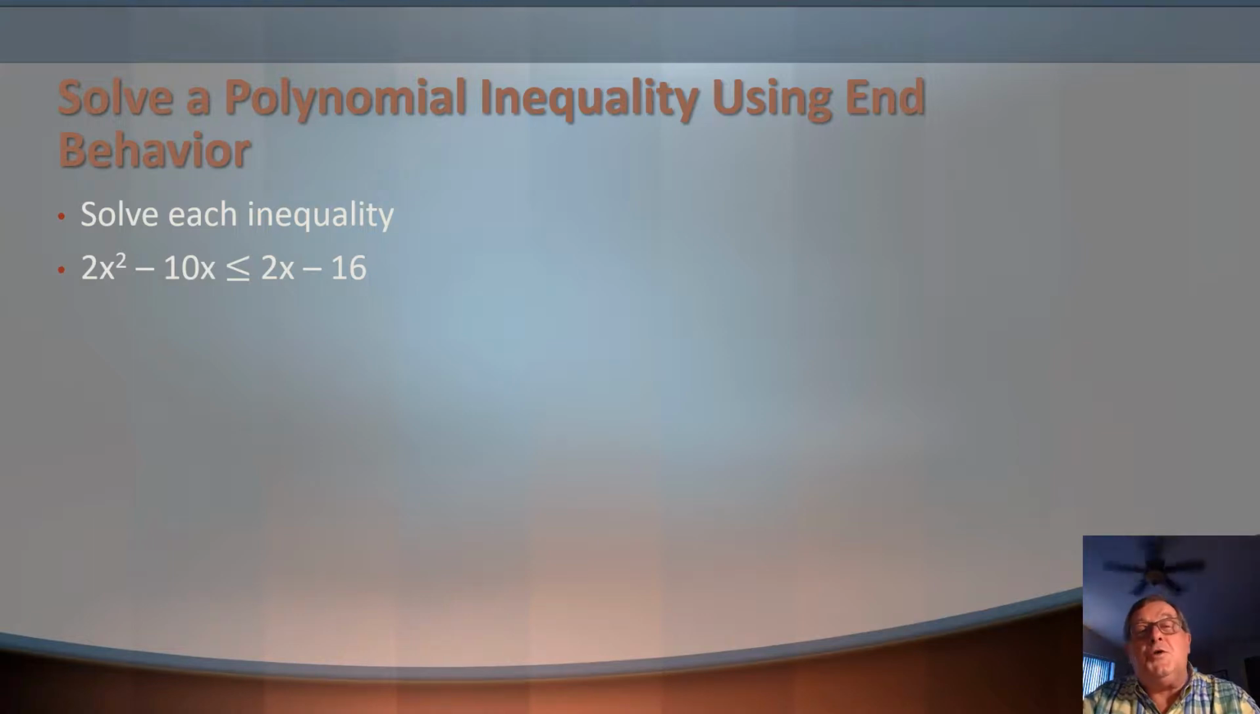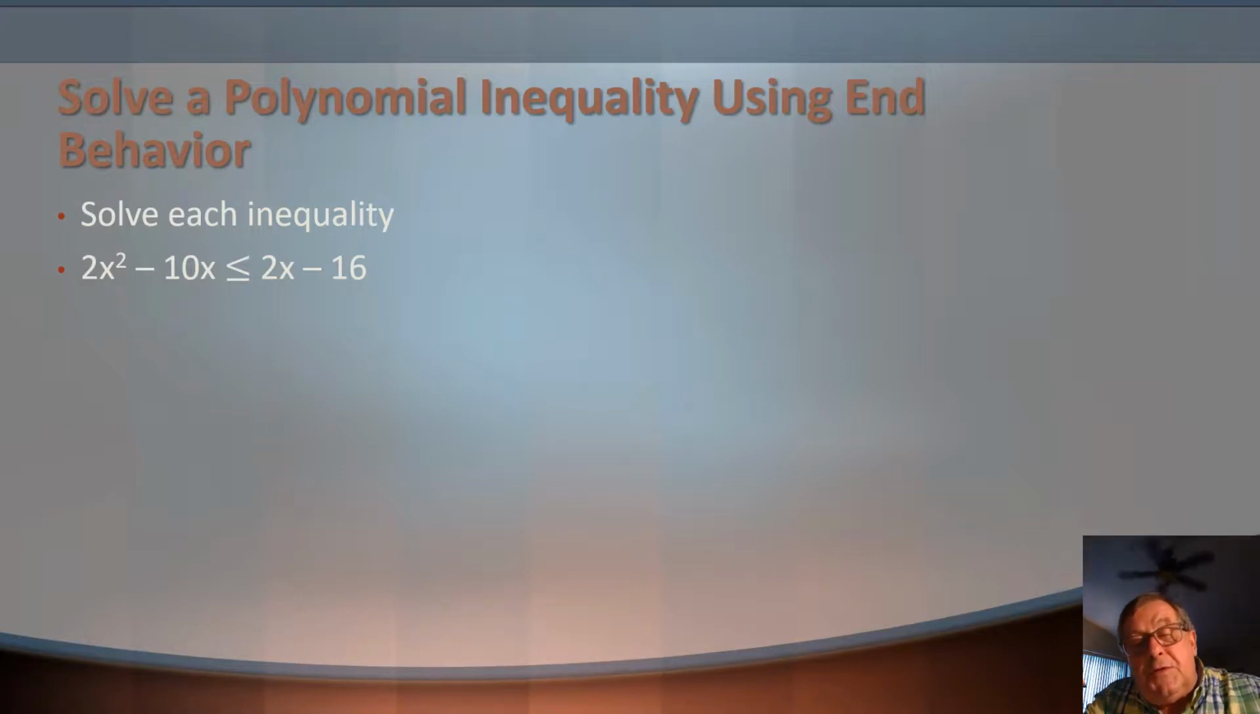Well, let's continue solving polynomial inequalities. In our first inequality here, we've got 2x squared minus 10x is less than or equal to 2x minus 16. The first thing I want to do is get everything on one side and set it equal to 0. Remember, we're going to solve it initially like it's an equality.